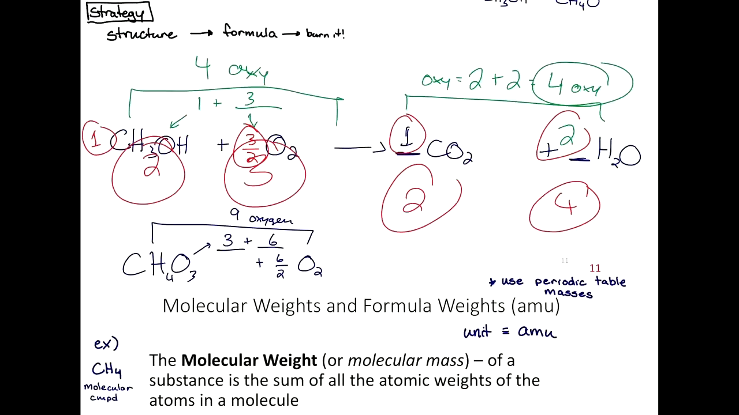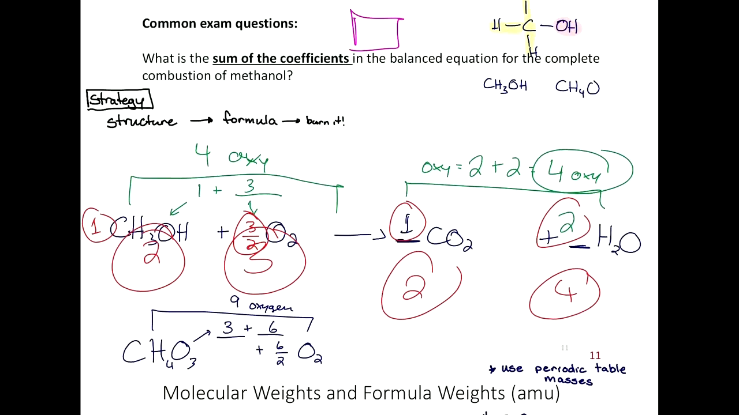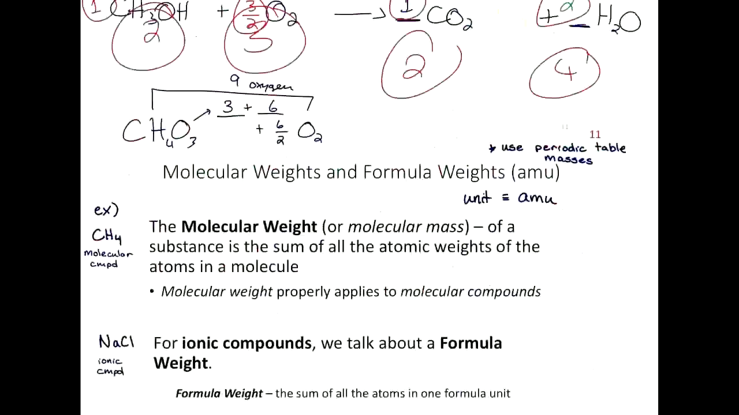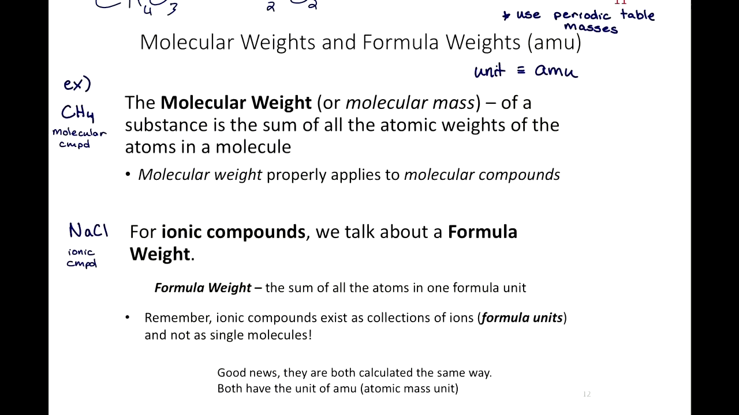Okay, so those are combustion reactions. We did balancing, and the hard part there is identifying your chemical formulas. So let's put our chemical formulas and our periodic table to use finally. We get to finally use it, and calculate masses of molecules that you're working with in these balanced chemical equations.